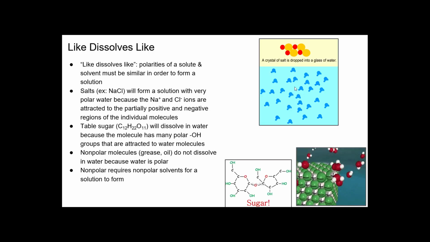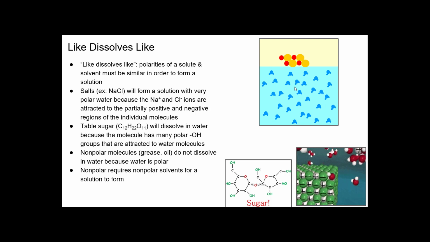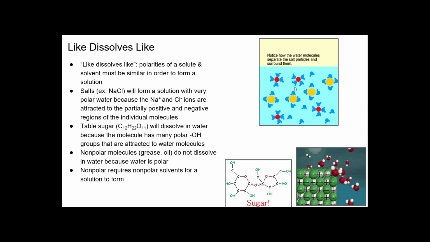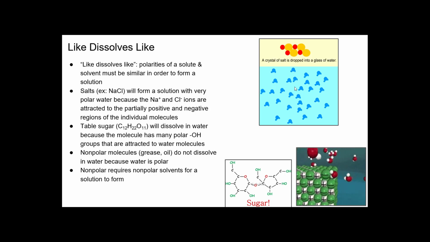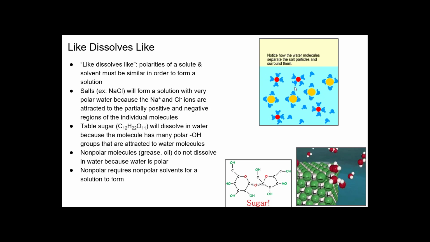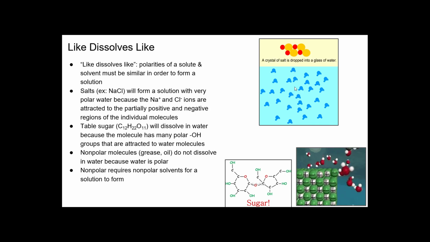Like dissolves like. You had a lab prior to this where we covered this. Polarities of a solute and a solvent must be similar in order to form a solution. So if you have a polar solvent and a substance dissolved into it, the substance must also be polar in order for it to dissolve. If you have something that's nonpolar and a substance goes into it, then it's also nonpolar. So an example again is salt. It's an easy one to think of.